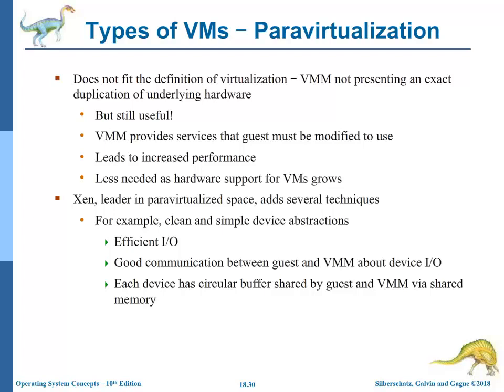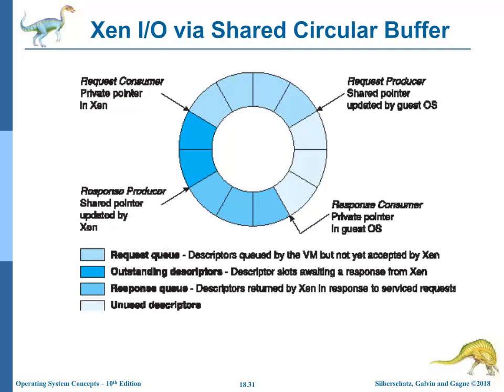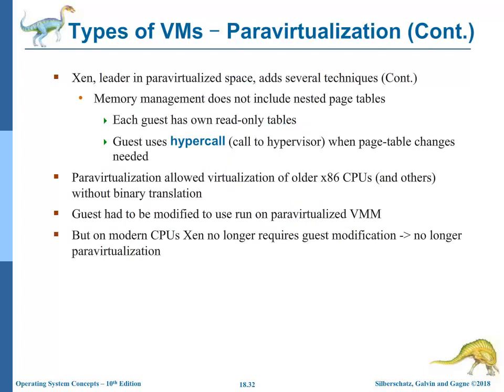Each device has a circular buffer shared by the guest and the VMM via shared memory. In this figure, we can see Xen allows efficient I/O as well as good I/O-related communication between the guest and the VMM. Read and write data are placed in this buffer. For memory management, Xen didn't implement nested page tables. Rather, each guest had its own set of page tables, set to read only. Xen required the guest to use a specific mechanism, a hypercall from the guest to the hypervisor VMM, when a page table change was needed.